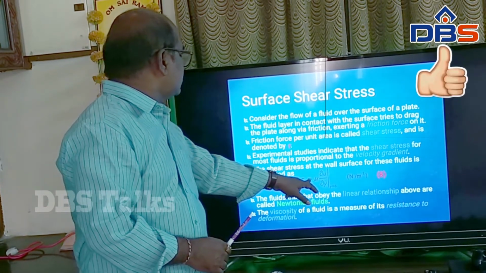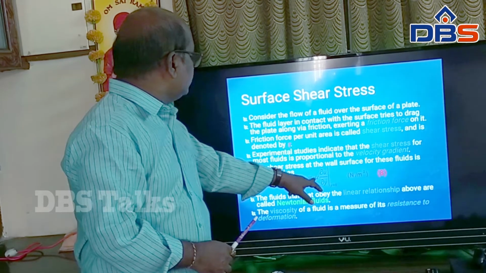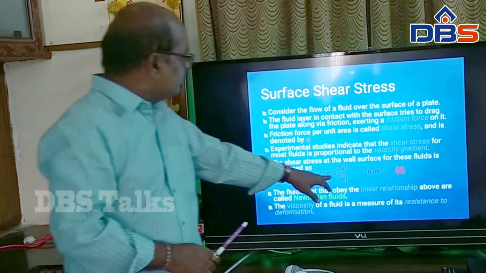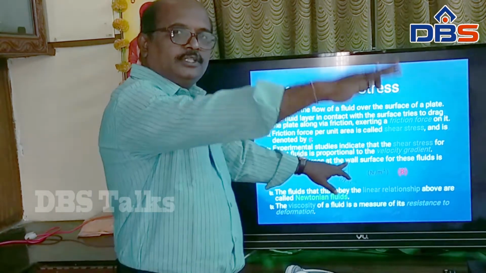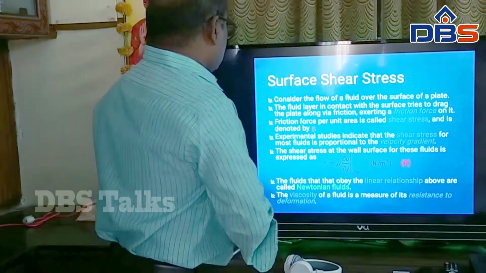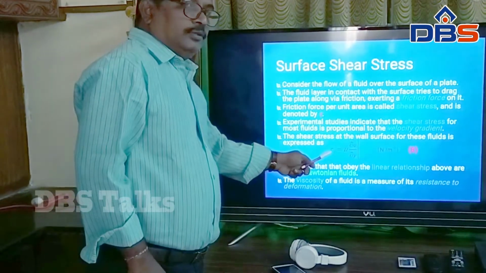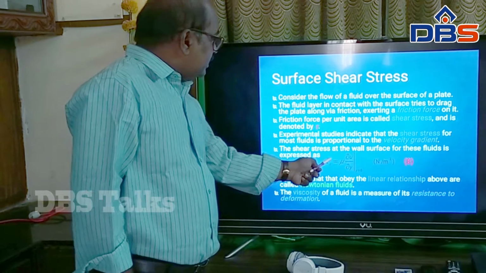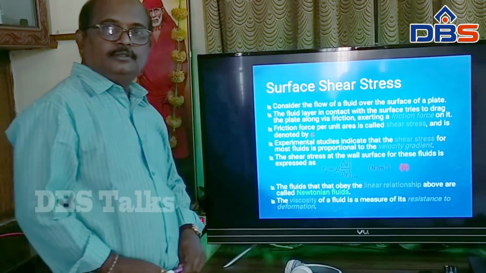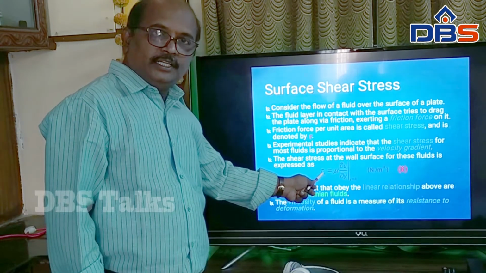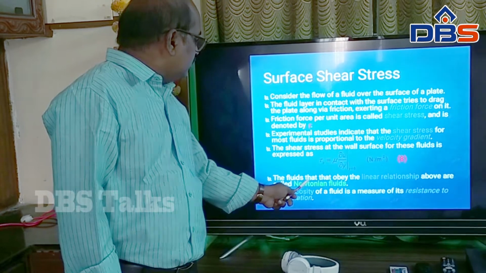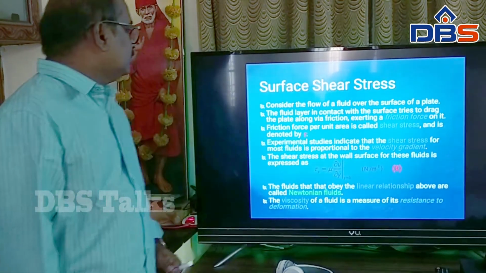To calculate the shear stresses, we use the equation tau s equal to mu into dou u by dou y at y equal to 0. Y equal to 0 means over the surface of the plate. And the fluids which obey this equation are called Newtonian fluids. So this is a linear equation. The fluids which obey this equation we can take as Newtonian fluids.